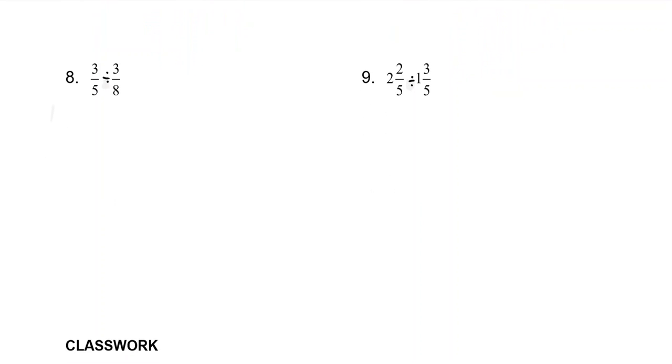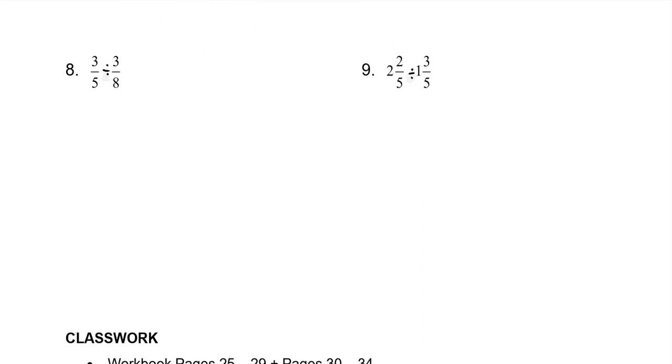Question 8. There's no mixed numerals, so we can leave, kiss, flip. Leave the first fraction. Kiss means turn it to a times and flip the second fraction upside down. What can I cancel? Seb. Oh, the threes, yes. Both of them divide by 3 to get ones. That's the only thing I can cancel. So let's times what's left. 1 times 8 is 8, and 5 times 1 is 5.